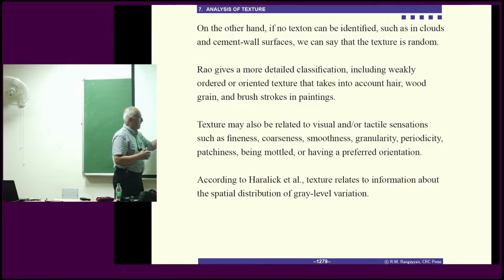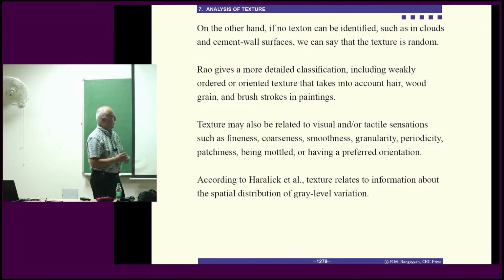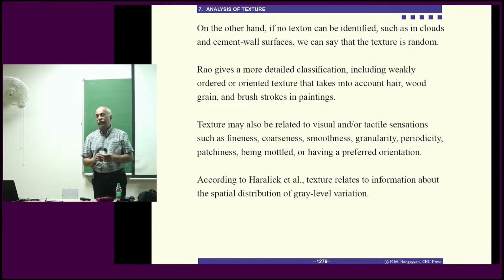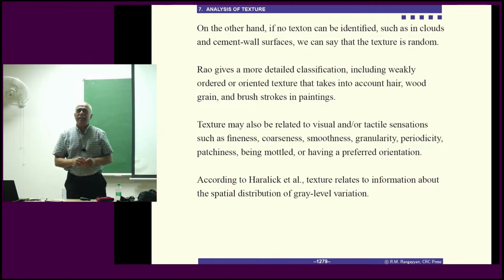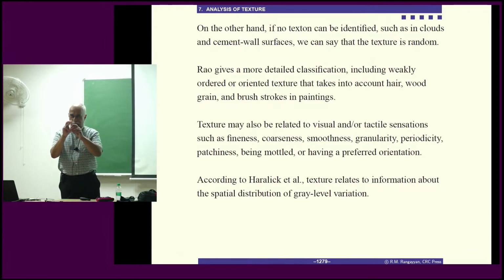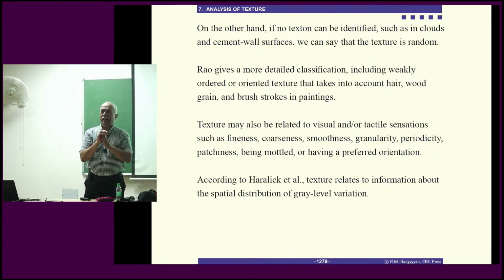But Haralick and others said texture is statistical, or you can describe texture using statistical measures related to the spatial distribution of gray level variation. The spatial variation actually is not included, it's just a histogram, but there is co-occurrence. So by taking pairs of pixels, or pixels with a certain separation, a little bit of spatial dependency is brought into account.